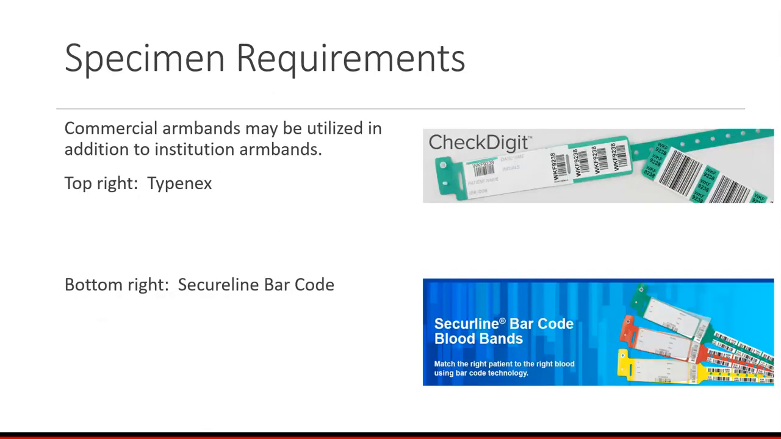These are examples of 2 commercial armband systems that may be utilized in addition to the institution armband. The institution armband is the one that you rely on as one of the identifiers for the patient. But this one is separately labeled. You label it by writing the patient's information, the date and time of collection, and your initials, and you see all the little barcode things.